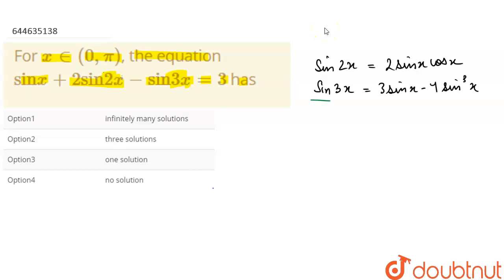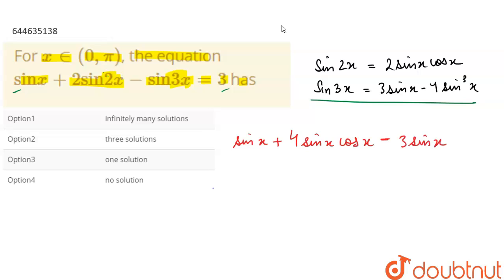So putting these values in place in this equation, what we will get? We will get sin x plus, here we have 2 sin 2x, so 2 into 2 will become 4, and here we will have sin x cos x, right? And in place of sin 3x, we will write, and here we have minus, so this will become minus 3 sin x, and this will become plus 4 sin cube x equals to 3, right?